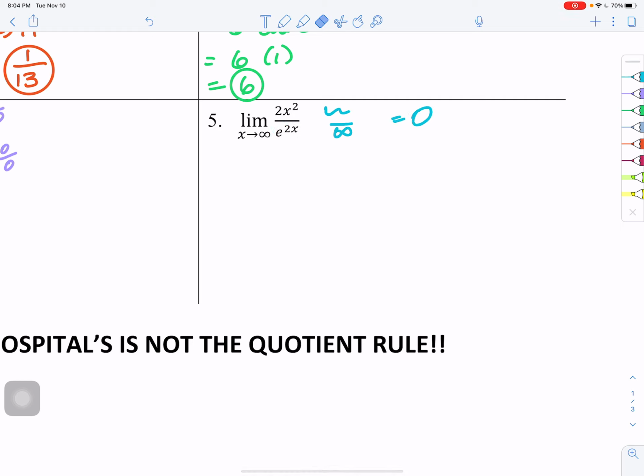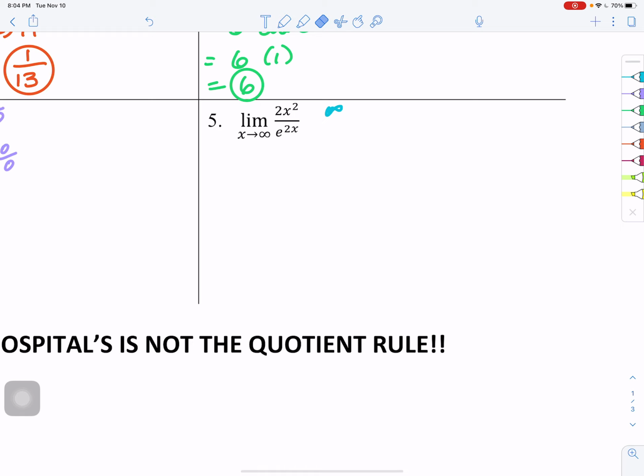But let's try to use L'Hopital, because if we can use L'Hopital every time we get an indeterminate form, then we don't have to learn or use as many methods, okay? So let's take a look. I'm going to plug infinity in the numerator. So 2 times infinity squared is 2 times infinity, and 2 times infinity is infinity. So we have infinity over e to the 2 times infinity.